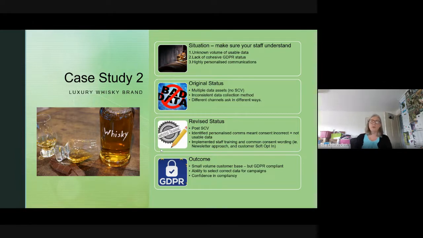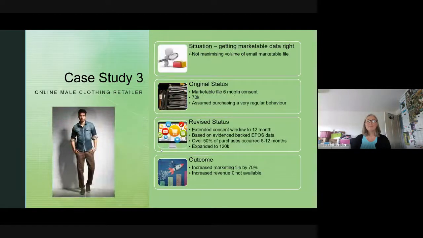So next one. An online male clothing retailer. They're purely online, they didn't have any stores. Their situation was that, and they didn't realize this, they weren't maximizing the volume of their marketable file. They were looking after their data well.